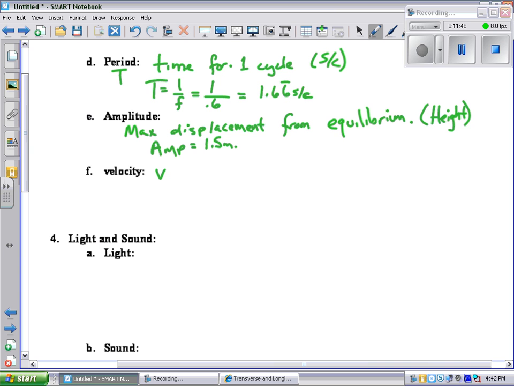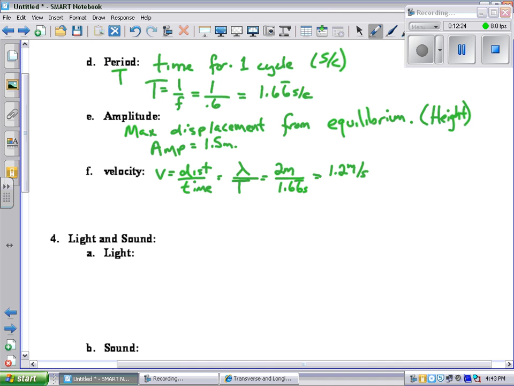To find the velocity or speed of a wave, let's think about this. Velocity is distance divided by time. Now the distance for one cycle is the wavelength. The time for one cycle is the period. So when I calculate the velocity for this one, our wavelength was 2 meters. We have that on the previous page. And our period was 1.66 repeating seconds. And oh look, I have meters per second. That's going to be a velocity. And we're going to end up with a value of 1.2 meters per second.